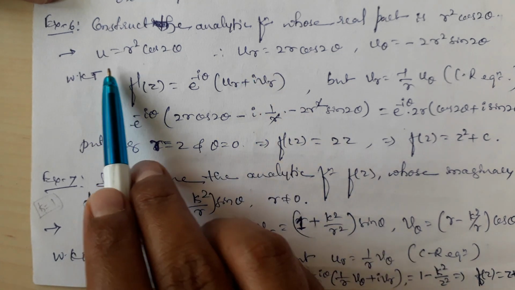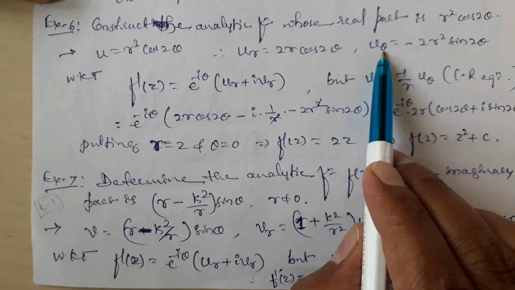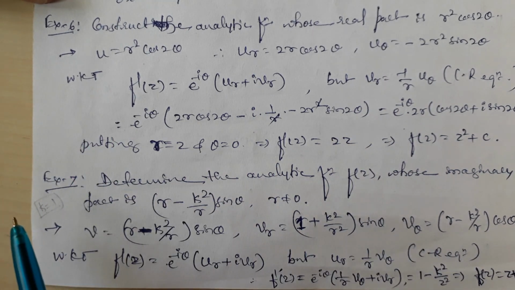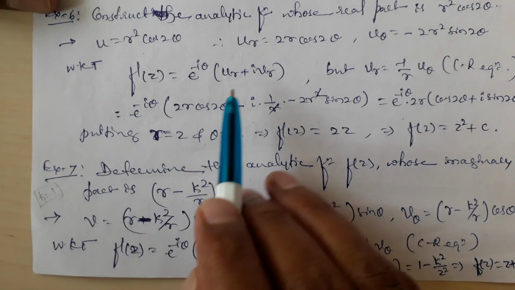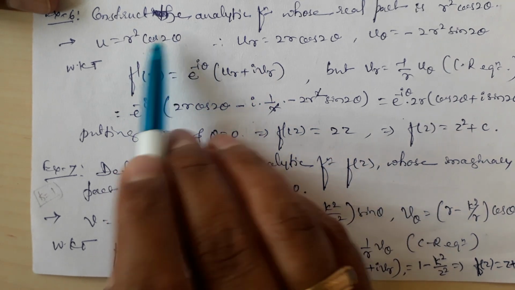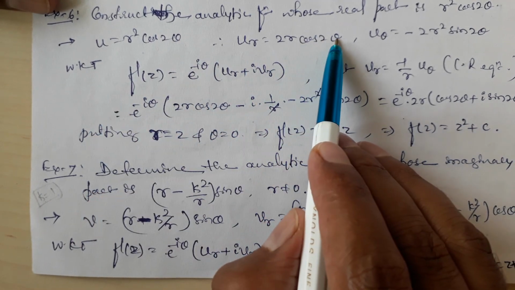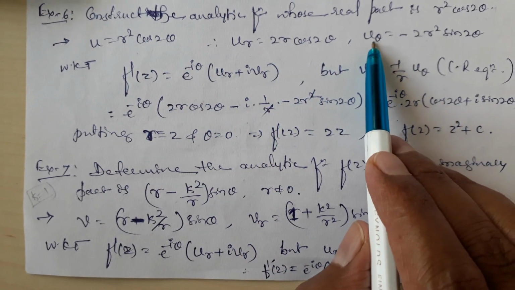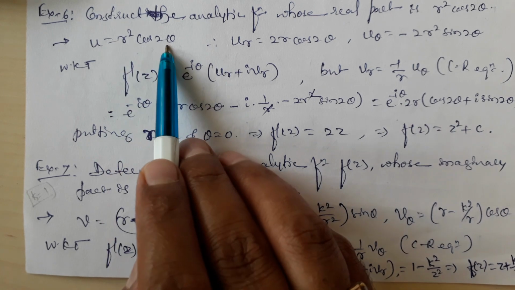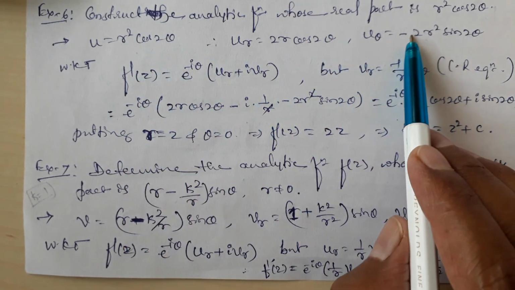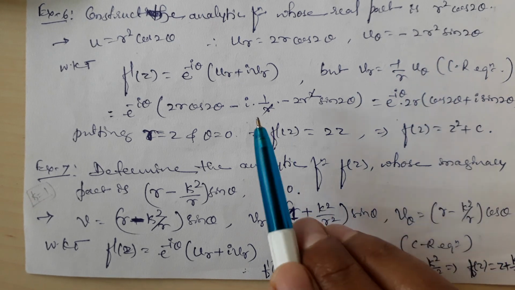Here we need to differentiate u partially with respect to r and partially with respect to theta. Previously we differentiated u partially with respect to x and y in the Cartesian form. Here, u_r, partially with respect to r, keep the theta term as it is, so cos 2 theta as it is, and r square becomes 2r. Now differentiating u partially with respect to theta, r square as it is, the cos 2 theta becomes minus 2 sin 2 theta.